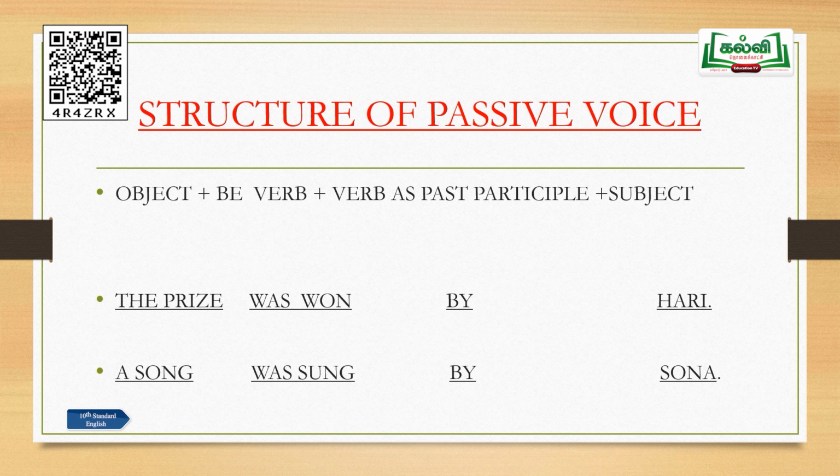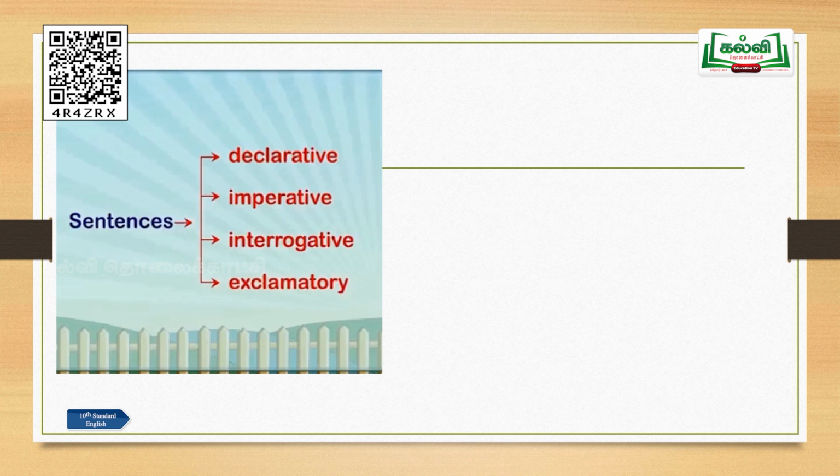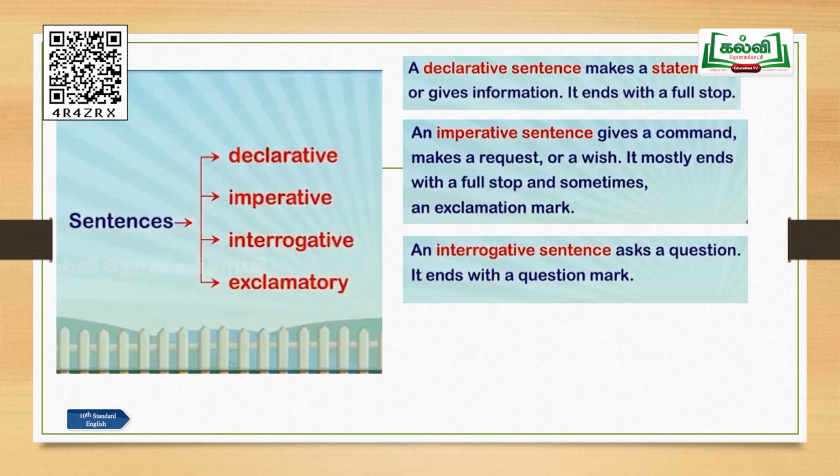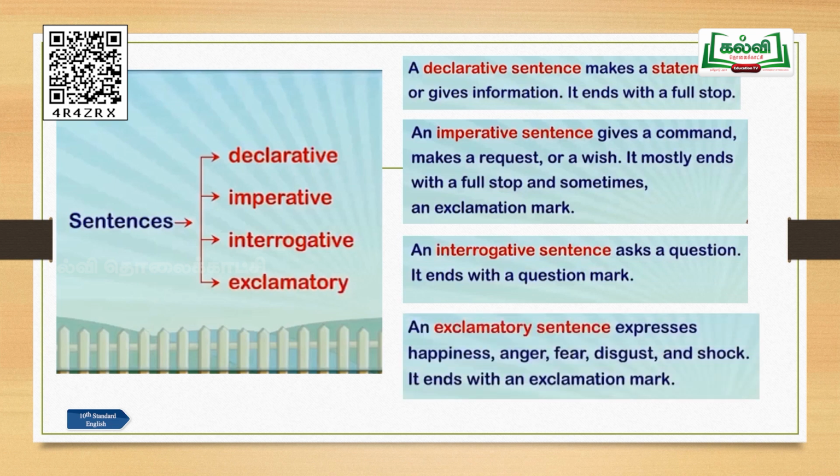We will also have a short recap of kinds of sentences. Declarative sentence, imperative sentence, interrogative sentence and exclamatory sentence. We are now moving straight into the interrogative sentence because we have already discussed the imperative sentence in the previous part. An interrogative sentence asks a question. It ends with a question mark. An exclamatory sentence expresses happiness, anger, fear, disgust and shock. It ends with an exclamation mark.